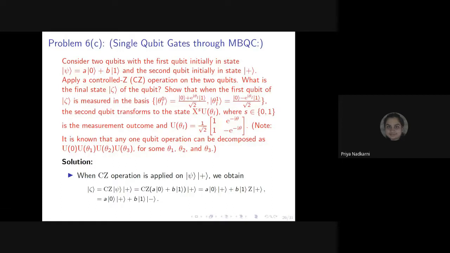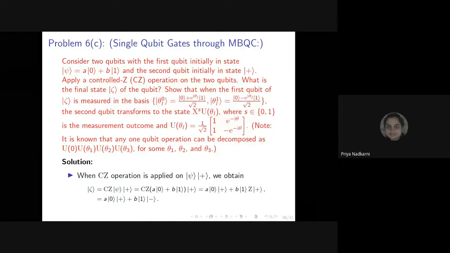In this next problem, what we are going to show is that single qubit gates can be implemented through measurement-based quantum computation. Let's initially consider two qubits, with the first qubit initially in state psi equals A|0> + B|1>, and the second qubit initially in state plus. We apply a control Z operation, which is a CZ operation, on the two qubits. The first part of the question is to find the final state of the qubits when we apply a CZ operation on psi and plus. So let's first do that.